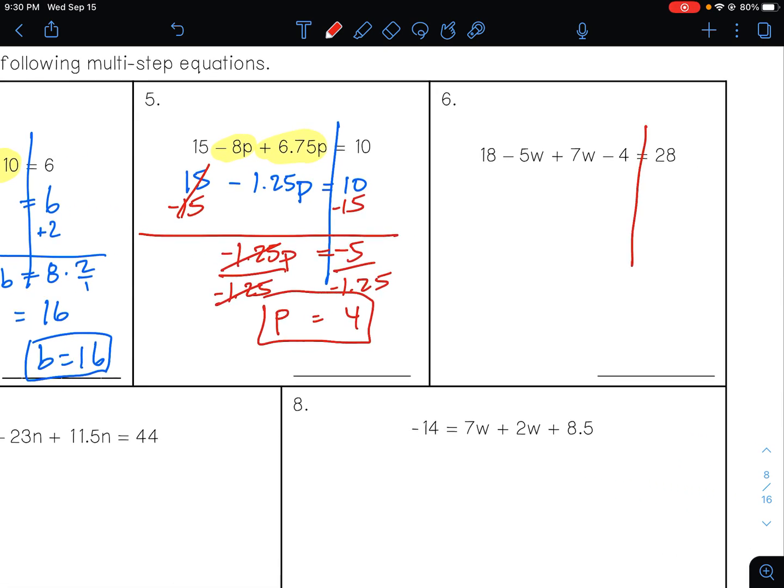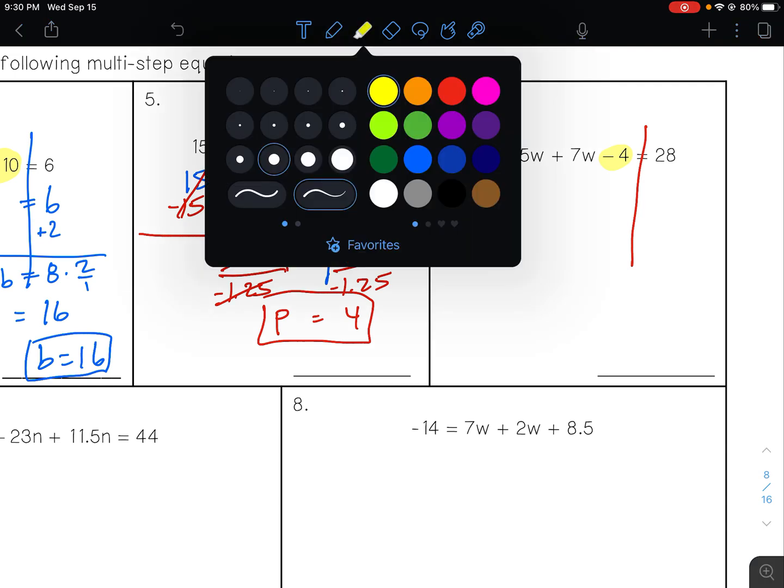Wall down the middle. Let's see. Do I have anything that goes along with 18? I do. 18 and negative 4 go together. And 18 minus 4 is 14.